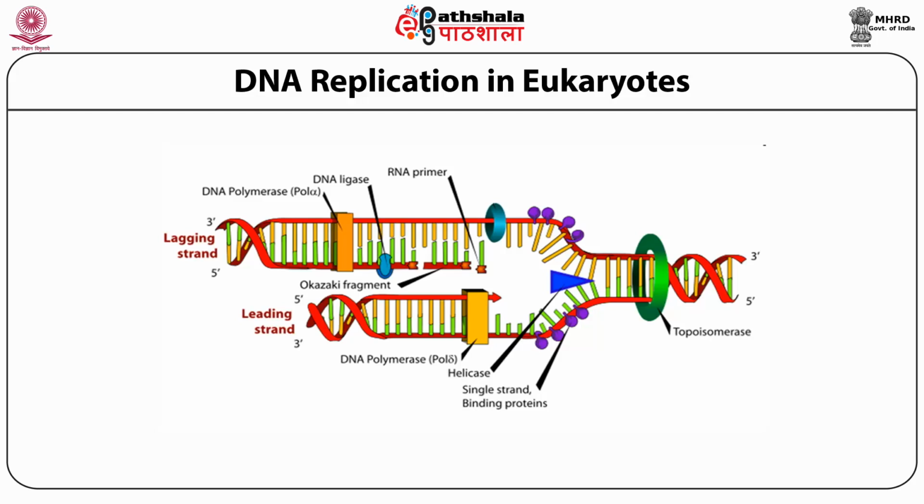Now this is an overview of all the proteins which are involved in DNA replication in eukaryotes. Most of them are similar to what we have seen in prokaryotes. You can see the topoisomerase, the single strand binding proteins, the helicase, the primase, which is the DNA polymerase alpha here, the DNA ligase which helps to seal nicks, and then DNA polymerase delta which forms both the leading as well as the lagging strands.